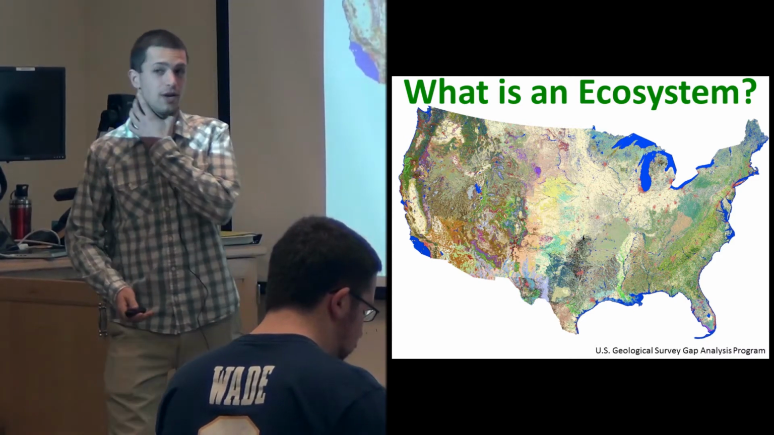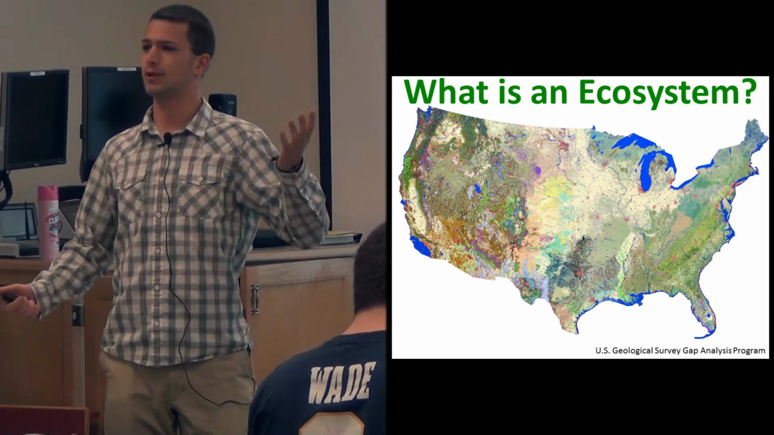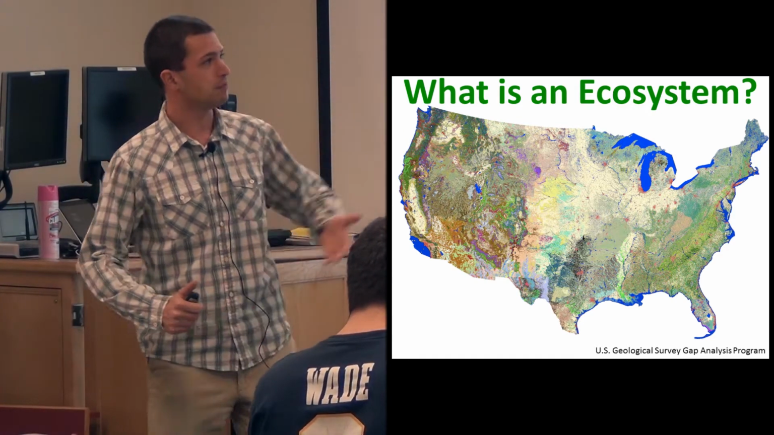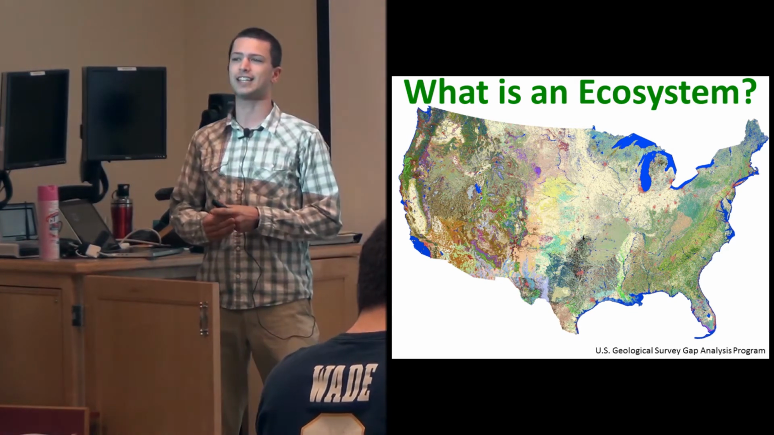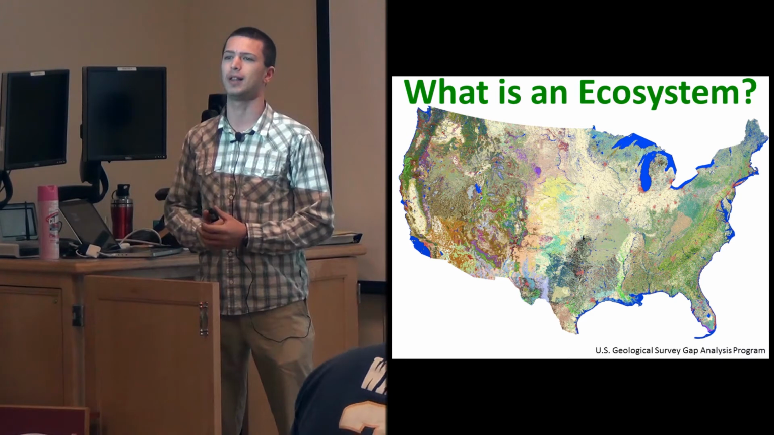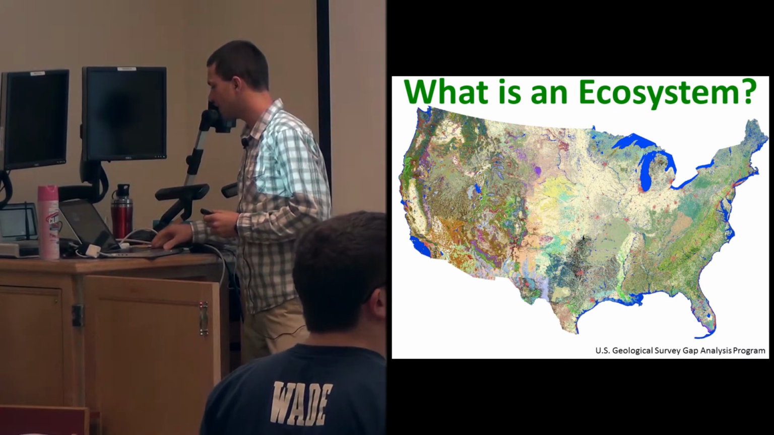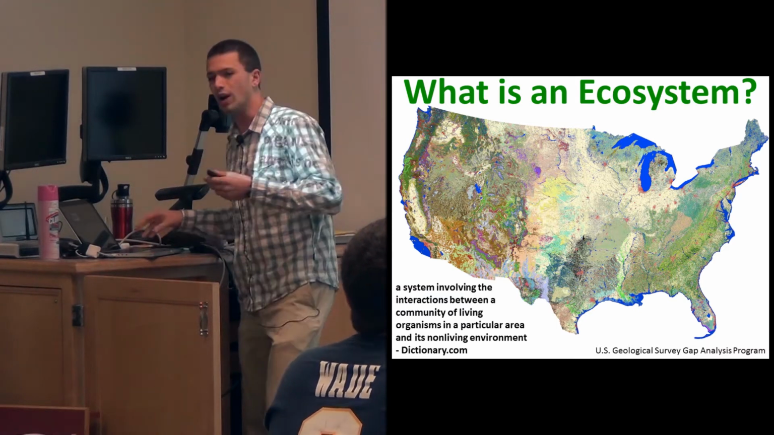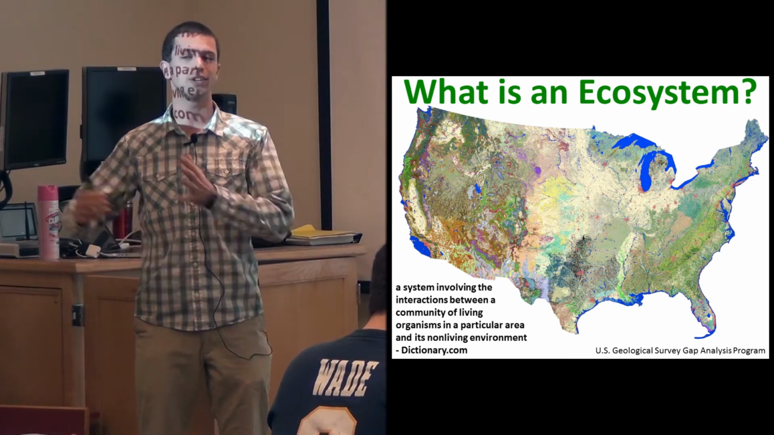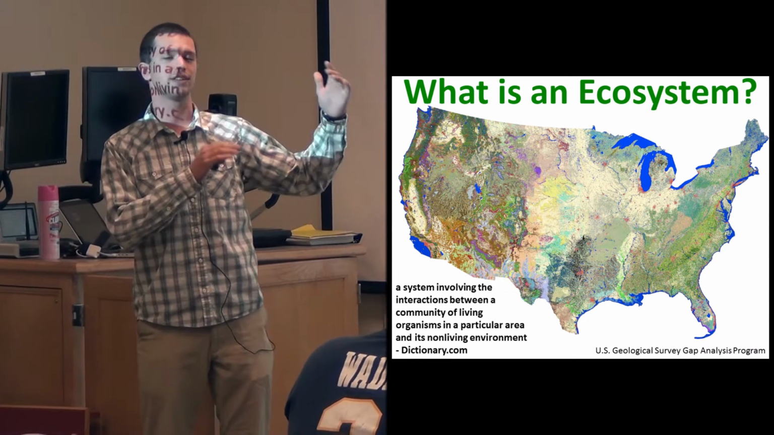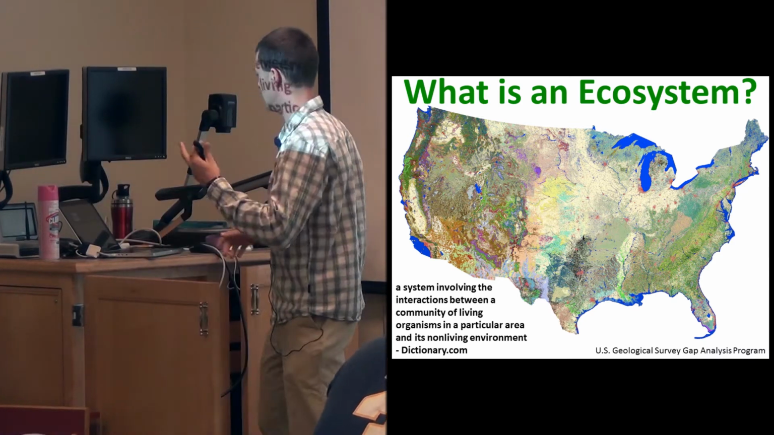Before we talk about ecosystem engineering, which is a new phrase, I want to talk about what an ecosystem is, because not everyone here is a biologist. This is a map of the United States, which supposedly has 551 distinct ecosystem flavors across the US. This is from the USGS. The textbook definition: a system involving the interactions between a community of living organisms in a particular area and its non-living environment. There's always that living and non-living stuff together, which is what makes an ecosystem.